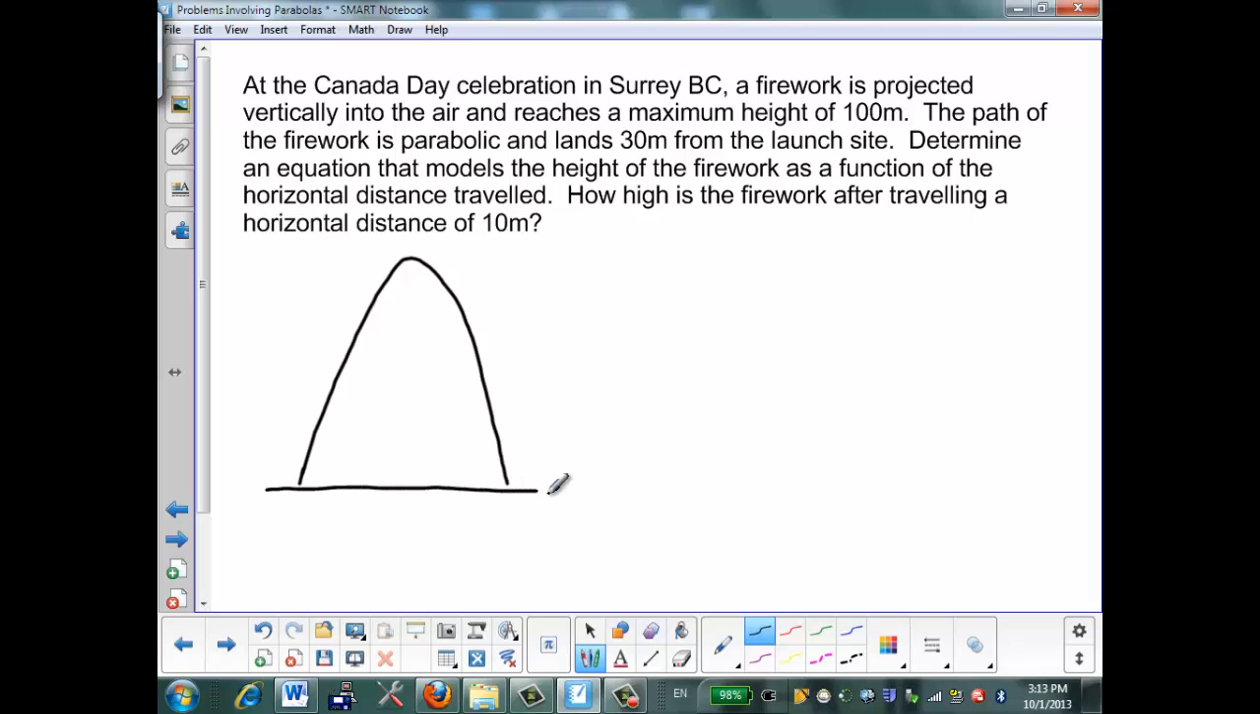So often it's easiest to start by drawing a picture. So our parabola is 100 meters in the air, and we know that our parabola is going to be 30 meters across.